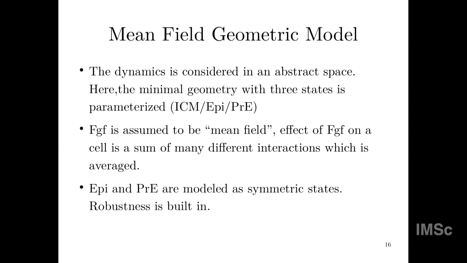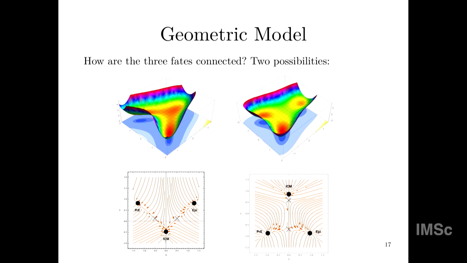You assume that the protein that's determining what decision a particular cell should take is mean field. There are no local interactions between cells that you need to consider. There's just some mean field total level that each cell sees. And finally, another assumption that we had to make was that the epiblast and primitive endoderm are symmetric states, and these are again assumptions that you can change. But then the fundamental question that you need to ask from the geometric perspective is how these states are connected to each other.